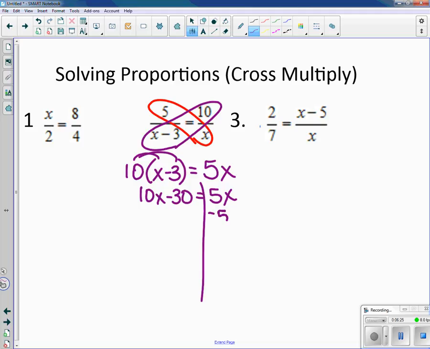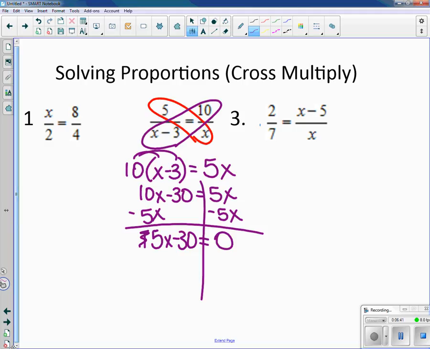So I'm going to subtract 5x from both sides. When I subtract 5x, I'm going to get 5x minus 30 equals what? 0. Why not?